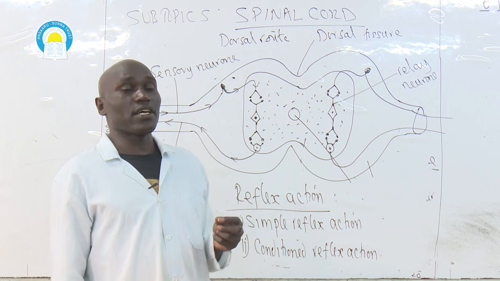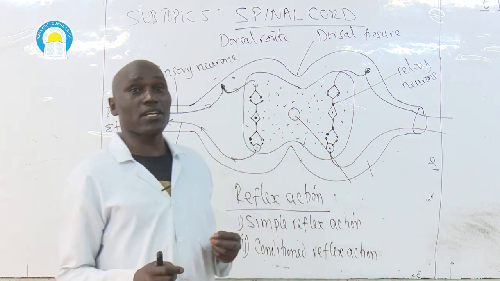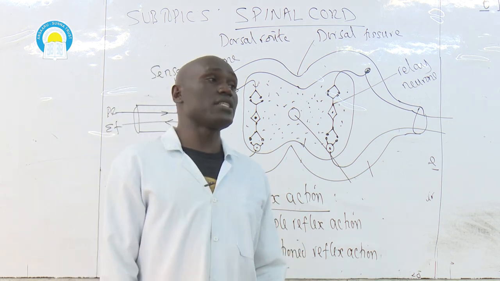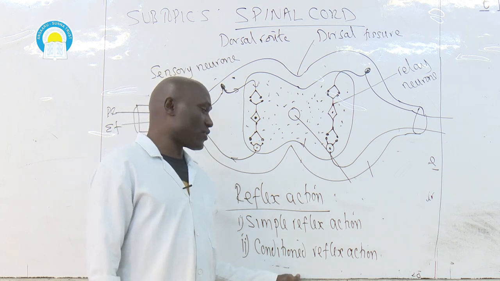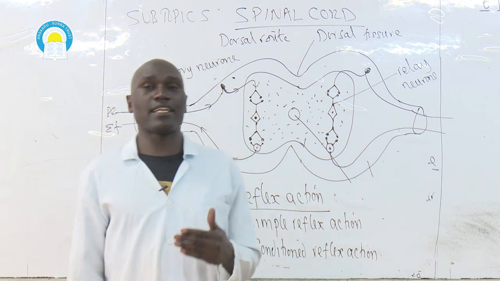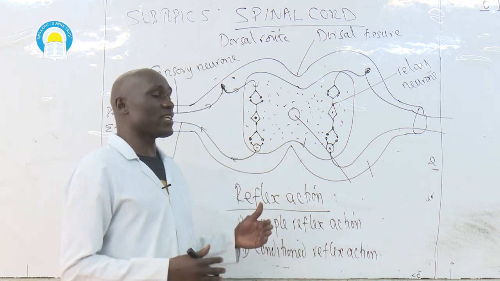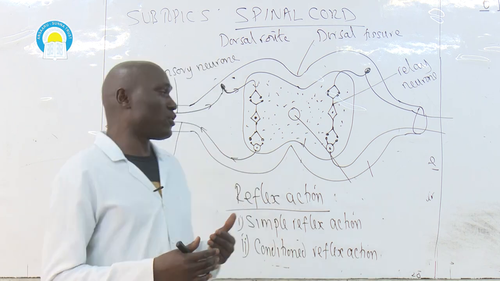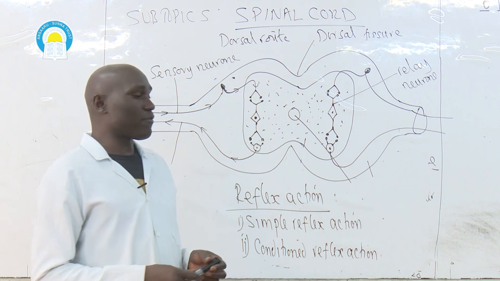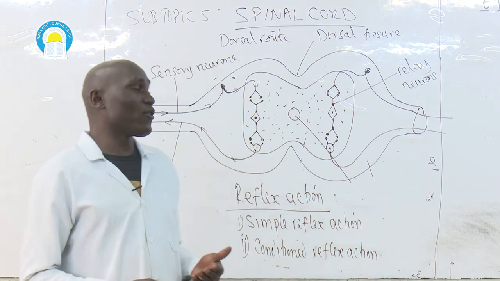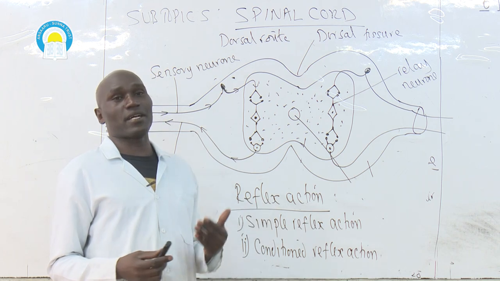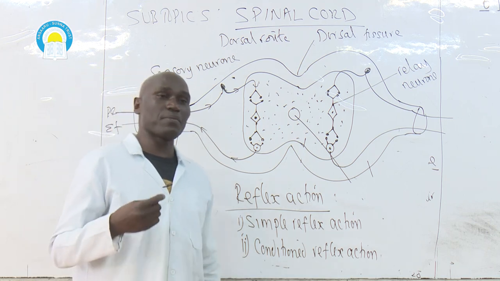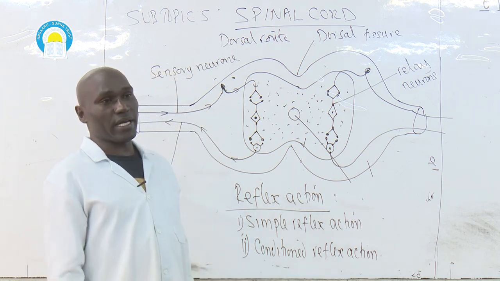Conditioned reflex action is rapid automatic response due to a particular stimulus that is dependent on learning. What that means is conditioned reflex action cannot take place until an individual is taught, or a particular stimulus is repeated several times. Then an individual will be able to relate the new stimulus to a particular action. For example, writing. One cannot learn to write within one day. It takes quite some time, and the process of writing has to be repeated several times for one to be able to write.